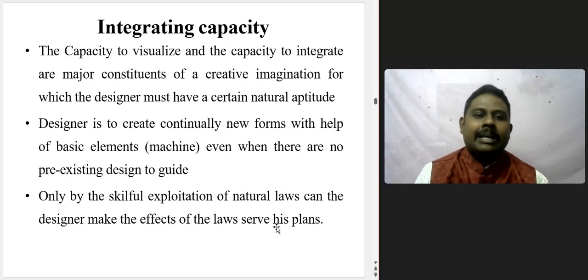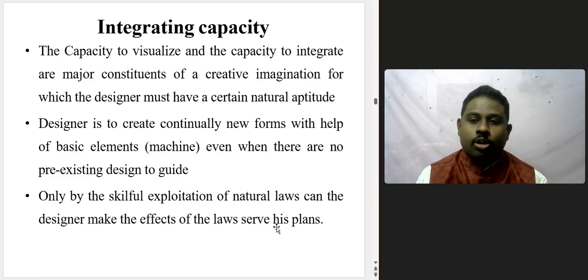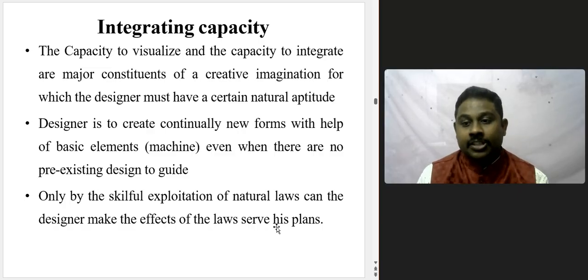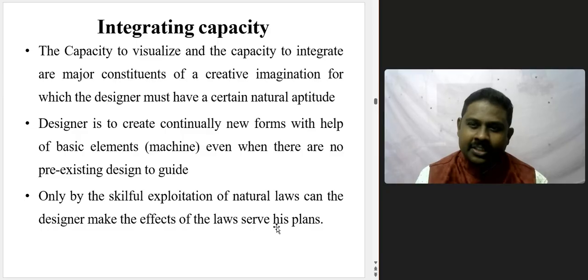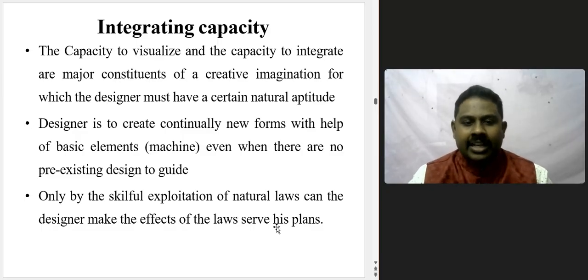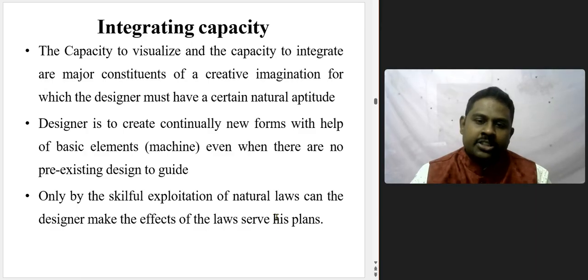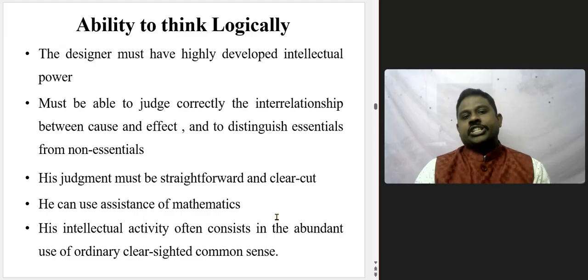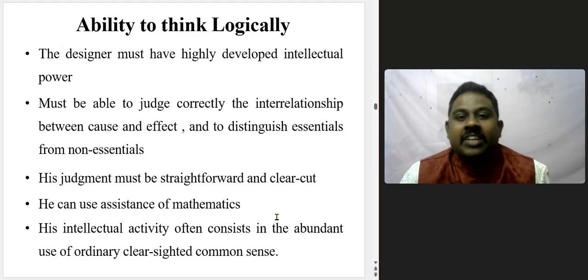Then integrity, the capacity to visualize and integrate the components with creativity, how a machine looks, how we can assemble the machine components, because design for manufacturing is one area, and design for assembly is another area. Because even the manufacturing method should be very clean, and the assembly method also should be very clean. Only skillful exploitation of natural laws can make a designer. Ability to think logically, this is the way we need to train our brain.